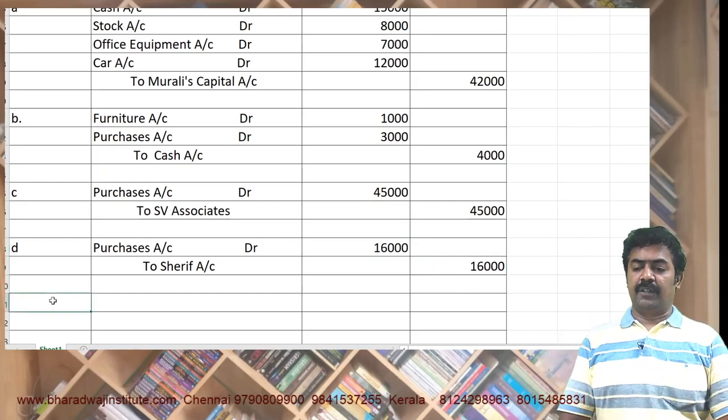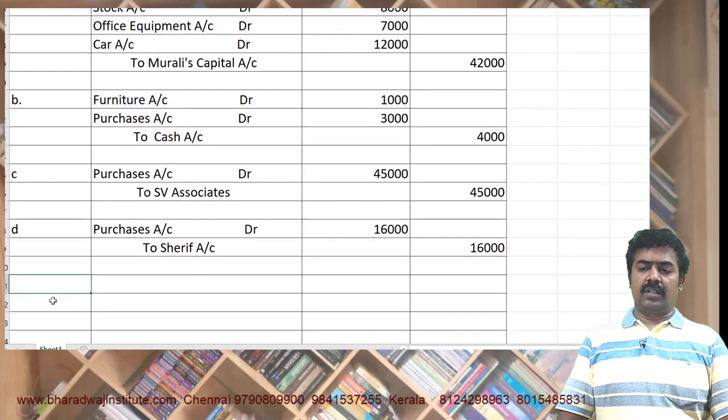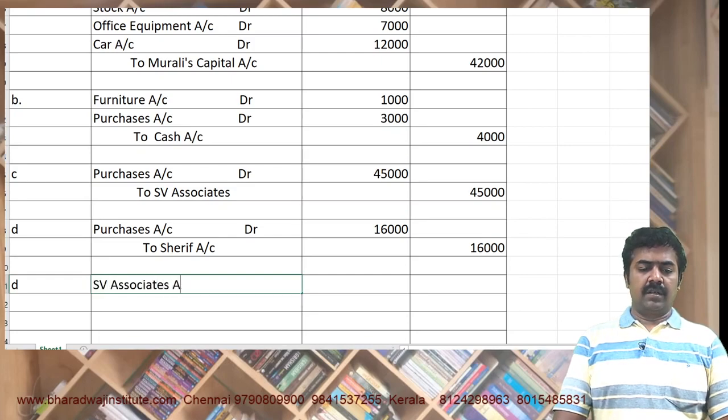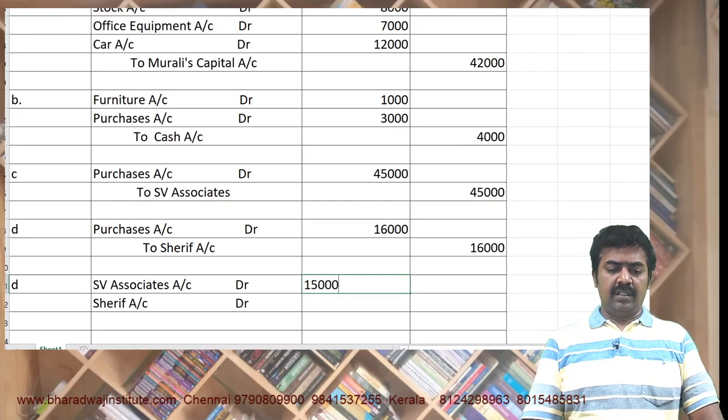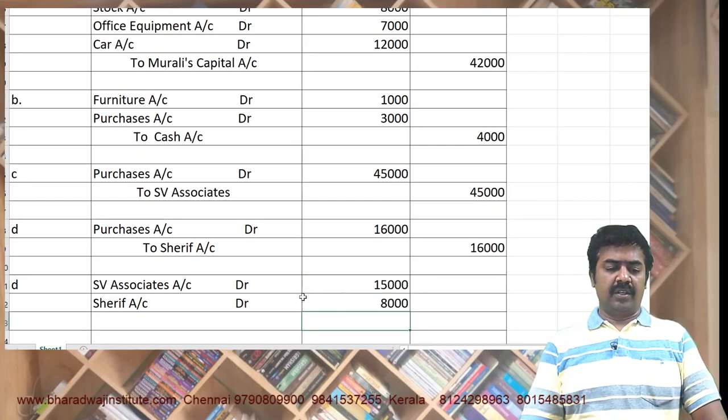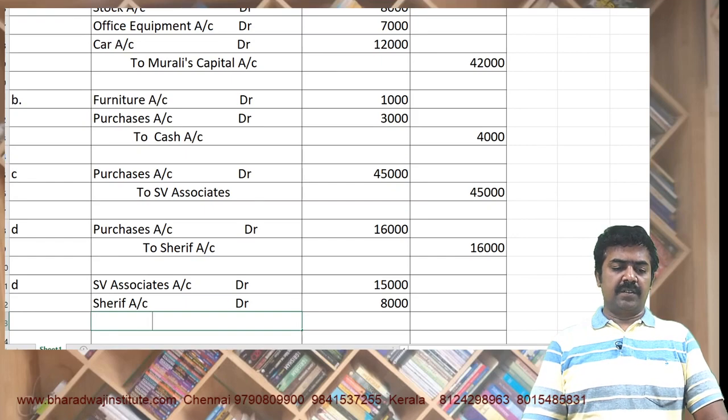Purchase account debtor to Sheriff account 16,000. Returned motor cars. So what is the entry we will pass? There's a typing error. Both are purchased for stock only. SV Associates account debtor, Sheriff account debtor, debit the receiver. We are returning it back, 15,000. The other one also, make a correction. It is also from stock only. To purchase returns.